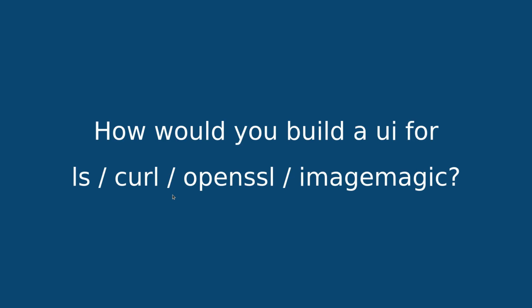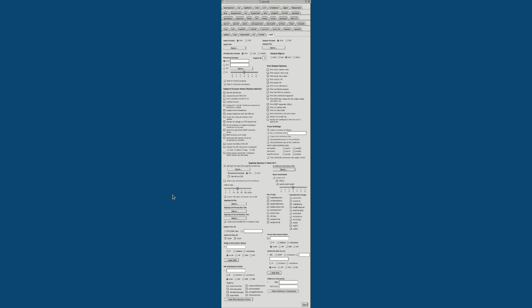One of the main questions I had is, how do you build a UI for complex commands like ls, curl, OpenSSL, and ImageMagick? And a couple of months later, somebody actually did the work and created this mockup, which is a UI for OpenSSL. And I think this picture summarizes the problem. If you see this at first glance, how you read it back, what this UI is telling you that it will do.